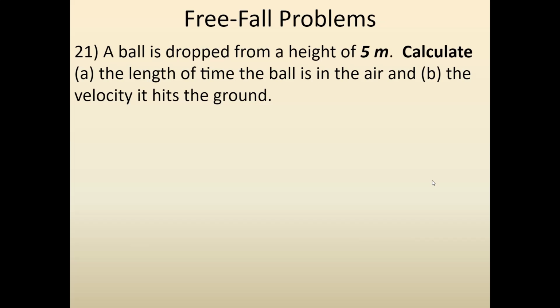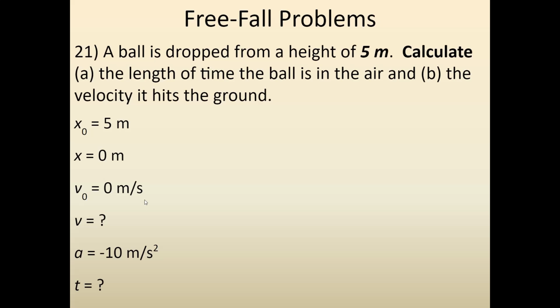All right. So let's actually answer that problem. We have a ball dropped from a height of 5 meters, and we want to calculate the length of time it's in the air and the velocity it hits the ground with. So first, to find the time in the air, let's write down all the given information. It starts at some initial height of 5 meters. When it hits the ground, we're going to say that the final position is 0 meters. Because it's dropped, the initial velocity is going to be 0. I don't know what the final velocity is. I know the acceleration is -10, because acceleration is always down. And then time, I don't really know.